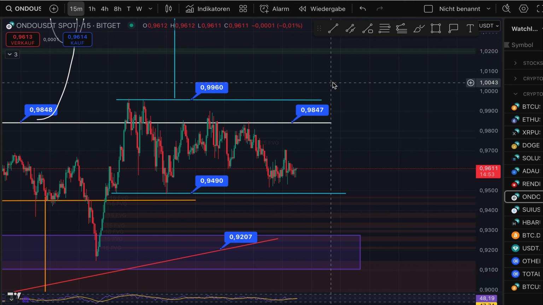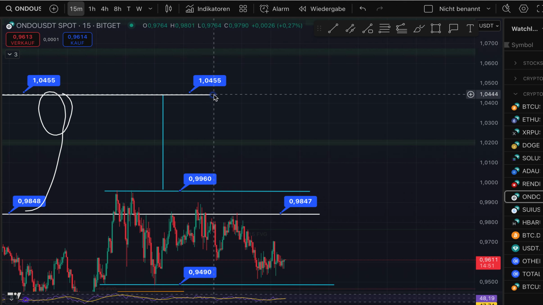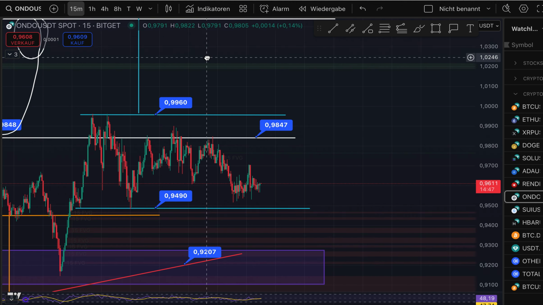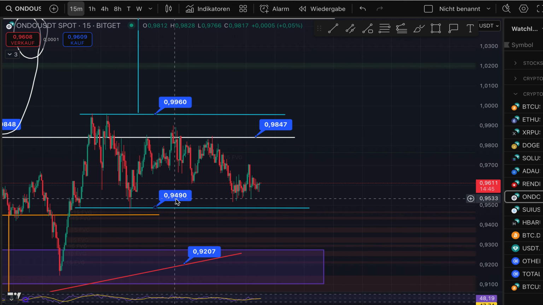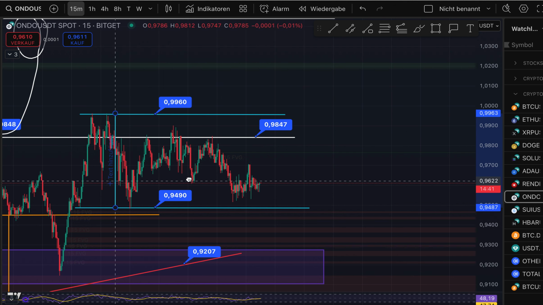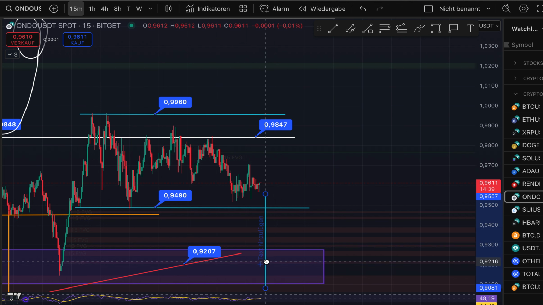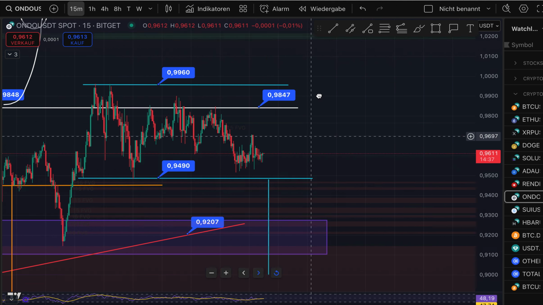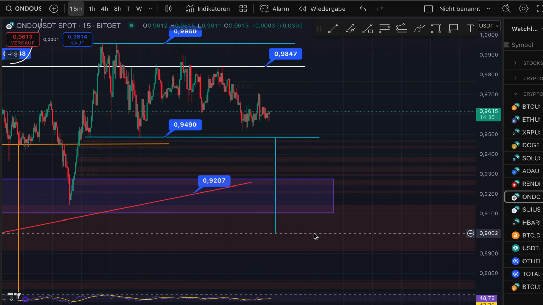If we break to the upside, target $1.05 for ONDO. But if we break the 94.9 cents to the downside, then we take the same length, put it to the breakout point. Target here would be the 90 cents.